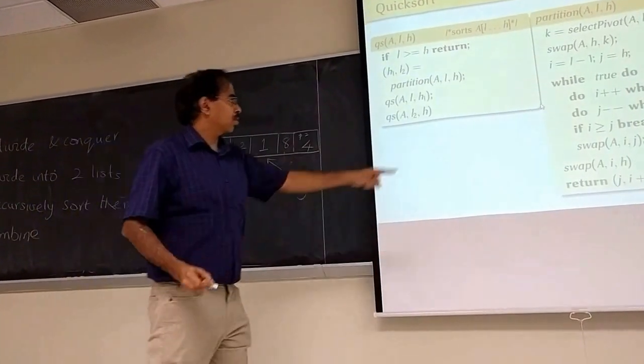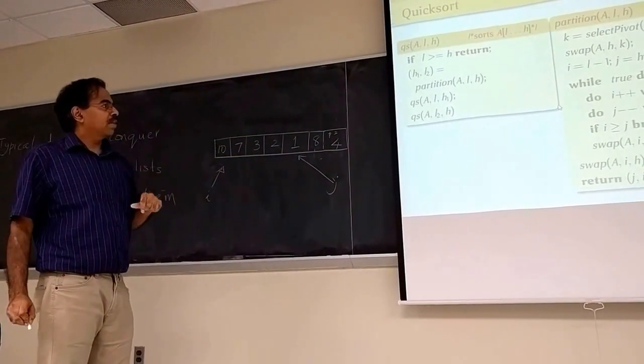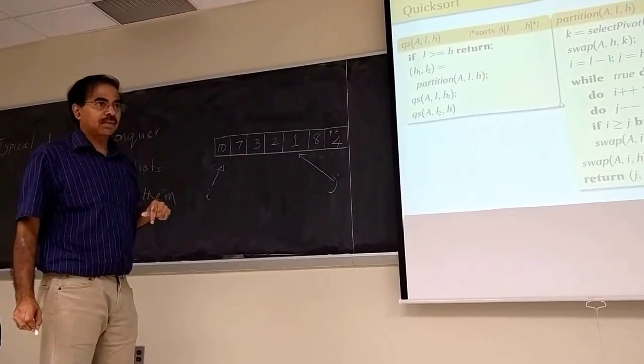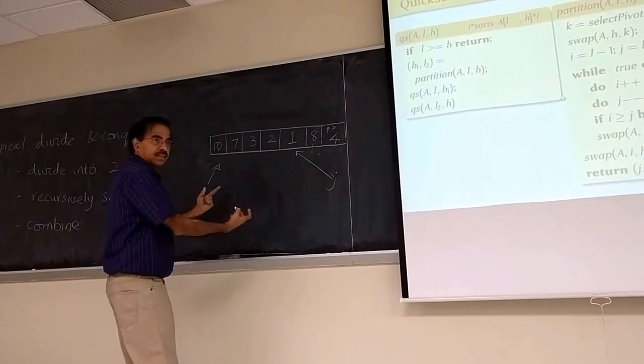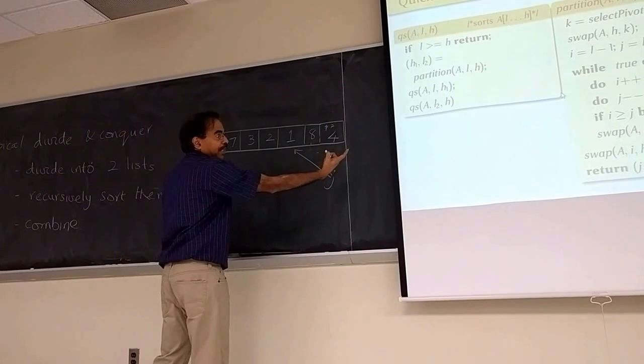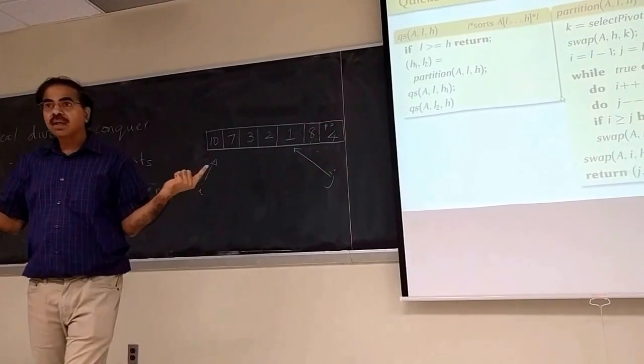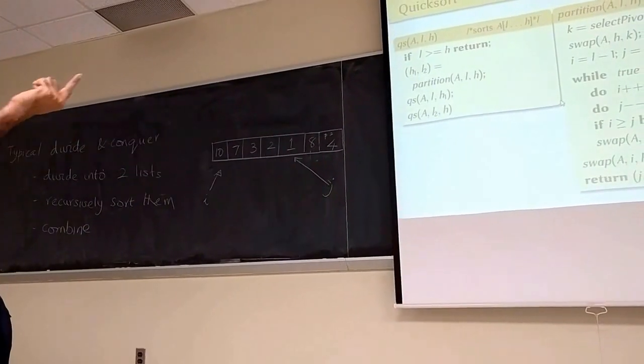So at this point, that loop breaks. And now we check if I is greater than or equal to J. Remember, we start I to the left and J to the right. So if I becomes greater than J, that means they have crossed over, and you're done with the partition.